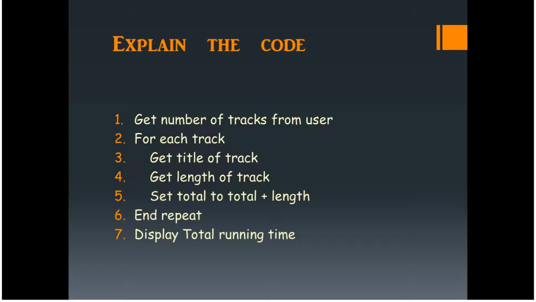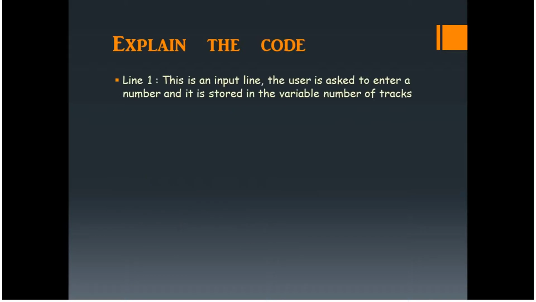We're going to start at line 1. So line 1 there says, get the number of tracks from the user. So my first thought is, what is that line? Is it an input? Is it a process? Is it an output? Well, it's an input. We're asking the user to enter data, and what variable are we going to store it in? So the way we write it out, dead simple. You write line 1, this is an input line. The user is asked to enter a number and it is stored in the variable number of tracks.